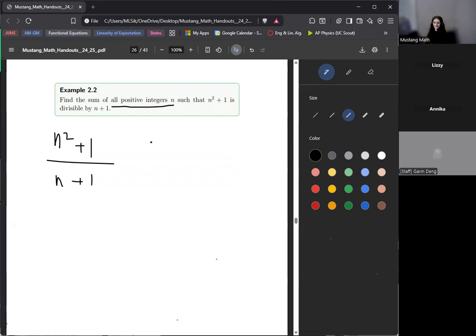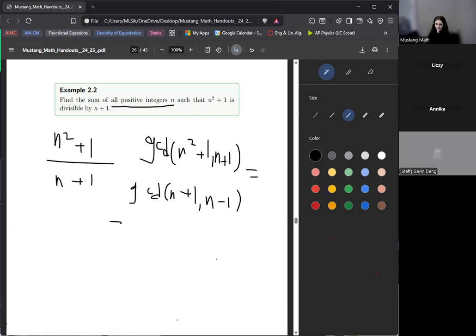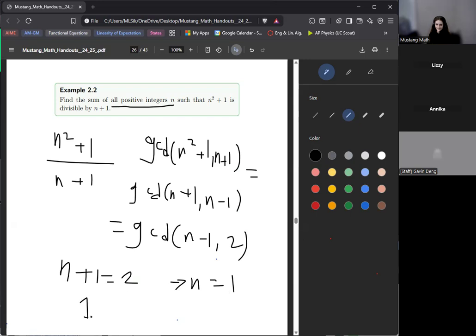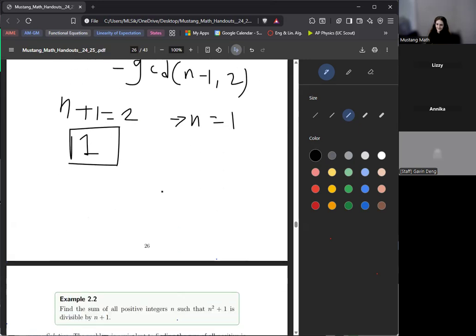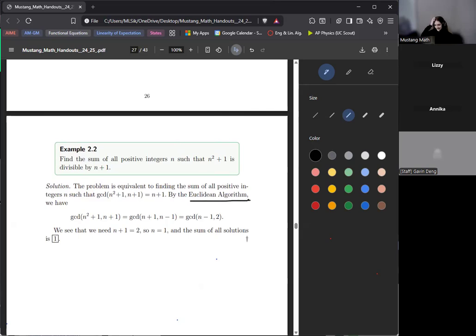Okay, so we just want the GCD of n squared plus 1 and n plus 1 to equal the GCD of n plus 1 and n minus 1. And this uses the Euclidean algorithm. I will say the tournament is really hard for the grade levels it targets. But because of this, we know that n plus 1 equals 2. Therefore, n equals 1, and the sum of all solutions is 1. I don't exactly know how they'd expect middle school students to know the Euclidean algorithm, but it's a really hard tournament. But good job for recognizing it.